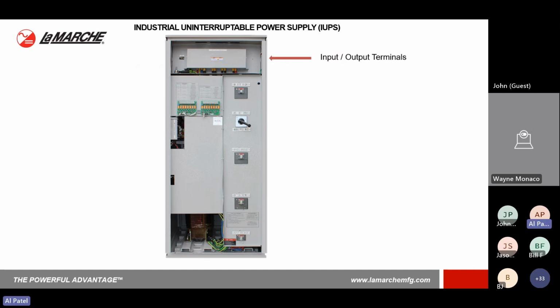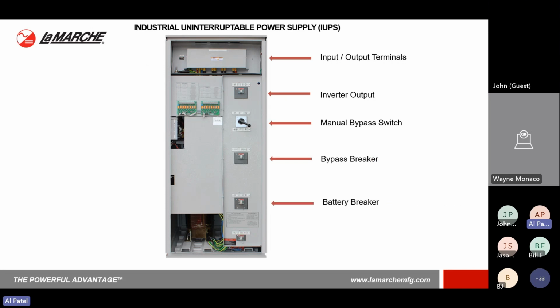Here are the front controls of the IUPS. At the top, we provide you with input-output terminals. Then there's an inverter output breaker. There's a manual bypass switch. There's a bypass breaker, battery breaker, along with an AC input breaker. The alarm contacts are located conveniently right from the front accessible panel once you open up the door. And then there's also a communication module, the web browser that we were talking about earlier, which provides an Ethernet port to connect to your computer system for remote monitoring.